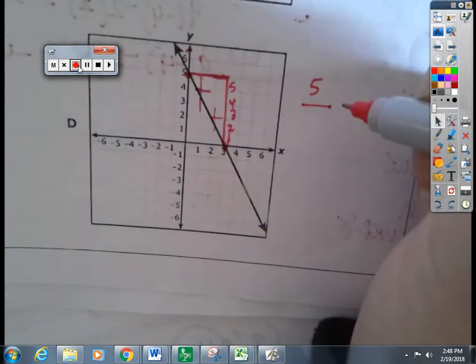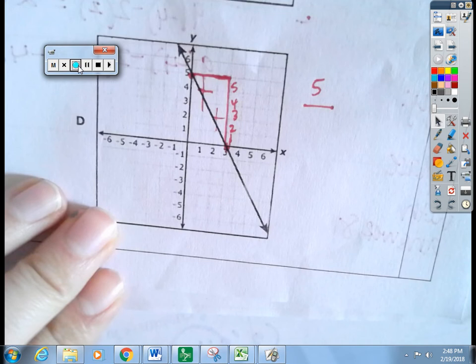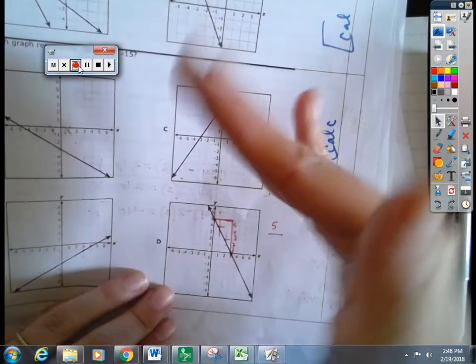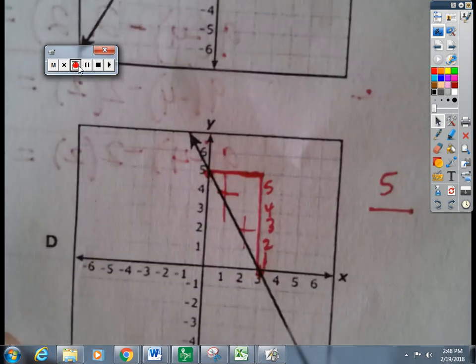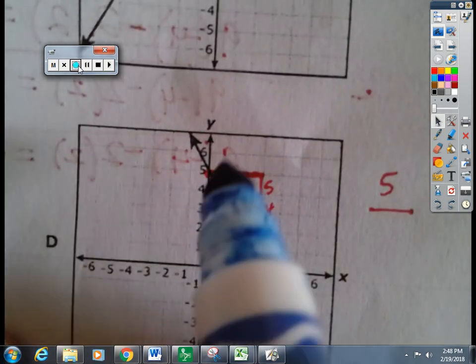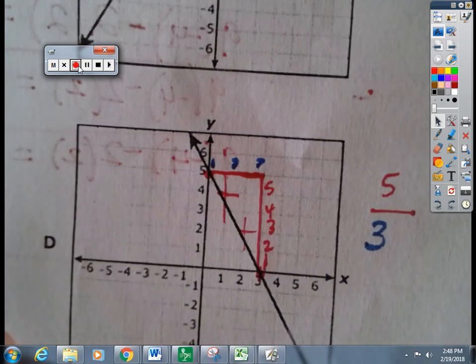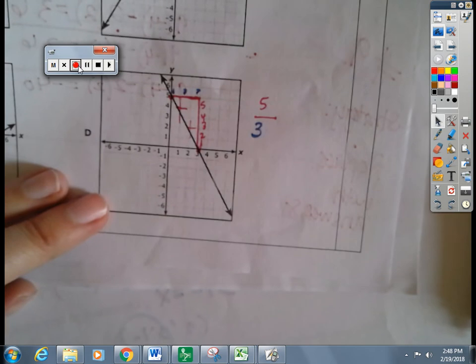How many am I running? That means how many am I going? So rise is going this way. Run is going this way. So let's zoom in again, and let's count. 1, 2, 3.